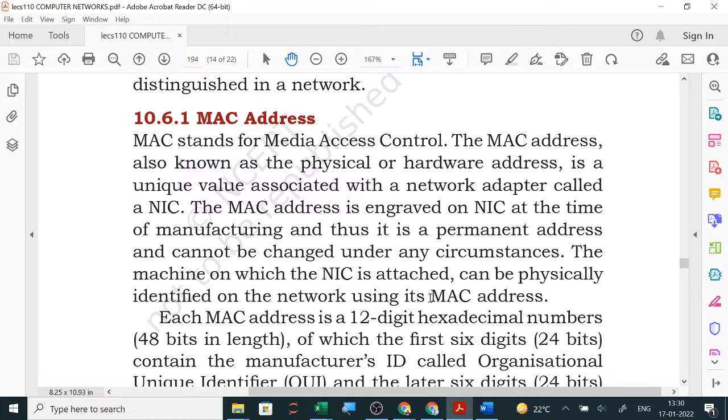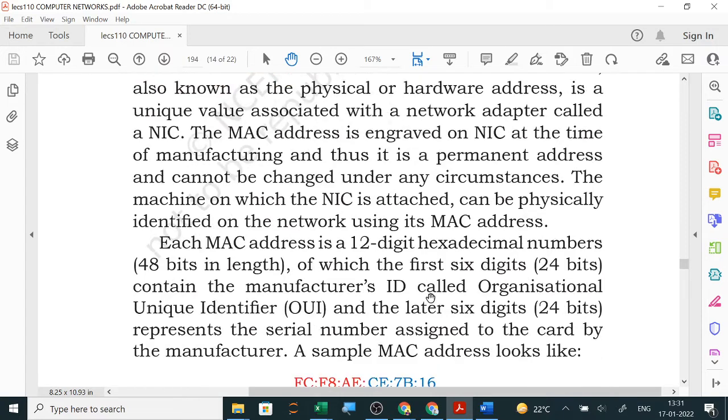Now, MAC address. MAC stands for Media Access Control. The MAC address, also known as the physical or hardware address, is a unique value associated with a network adapter called a NIC. The MAC address is engraved on the NIC at the time of manufacturing, and thus it is a permanent address and cannot be changed under any circumstances. The machine on which the NIC is attached can be physically identified on the network using its MAC address.